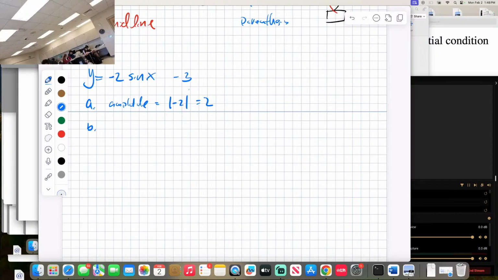right? B, I usually figure out what is the midline. Okay, midline is y equal to -3. So it's based on the midline. C, I will figure out a period. What is a period? Period is also 2 pi over, in this case, 2 pi over 1, right? So it's 2 pi.